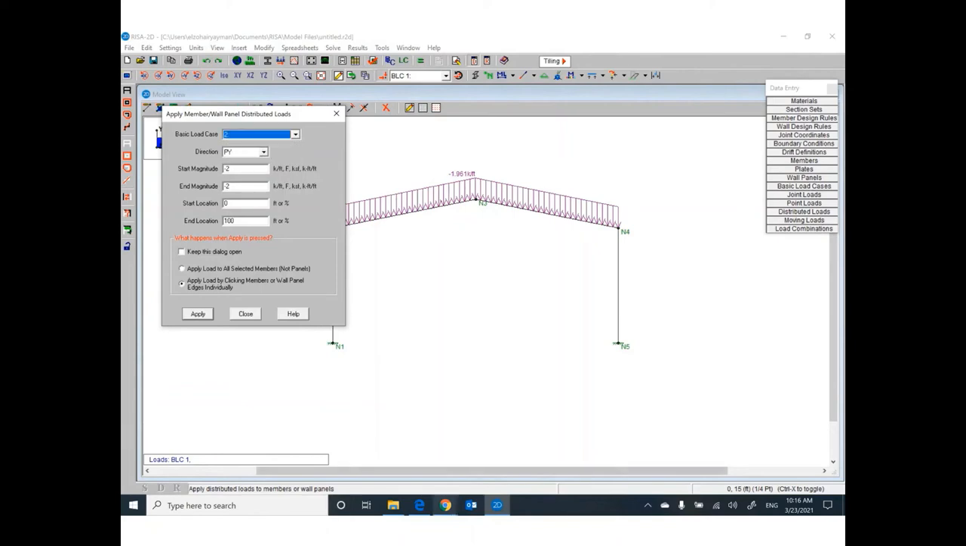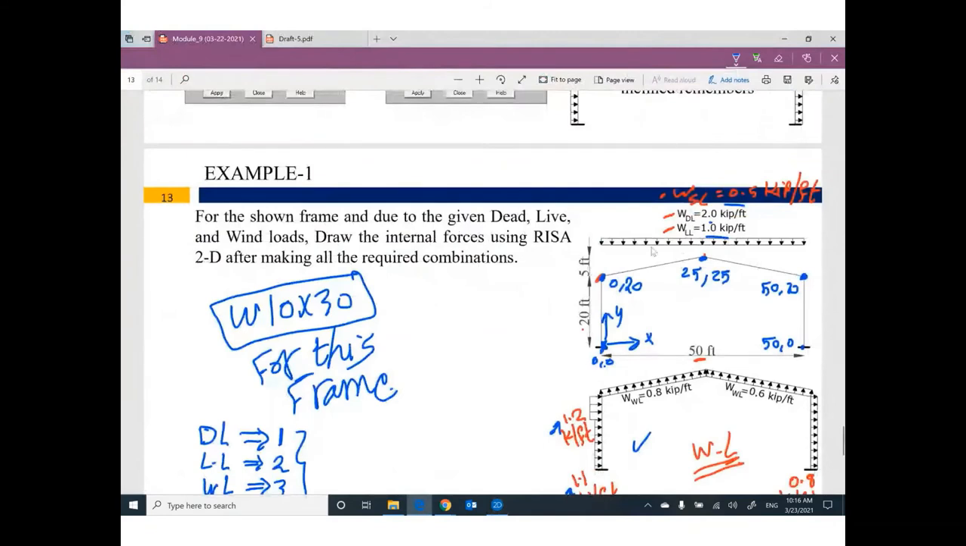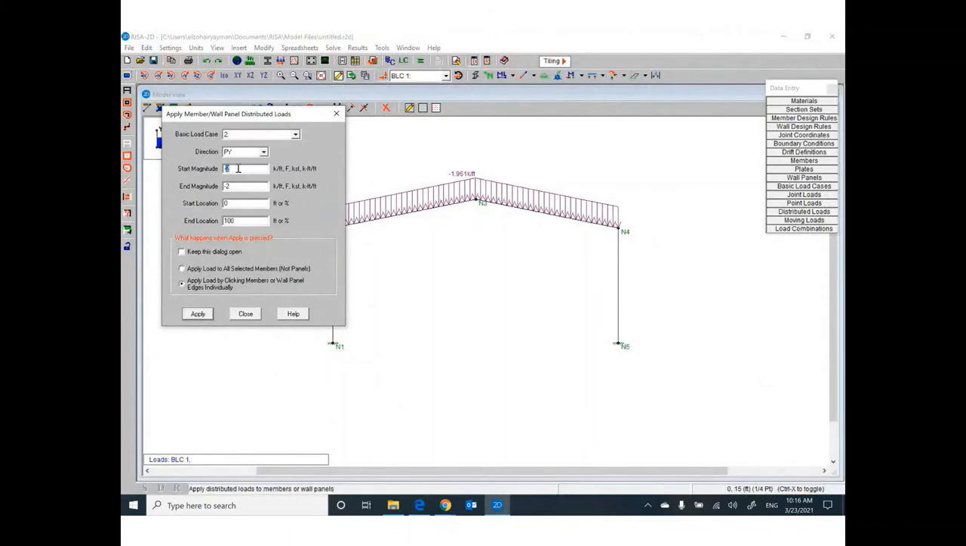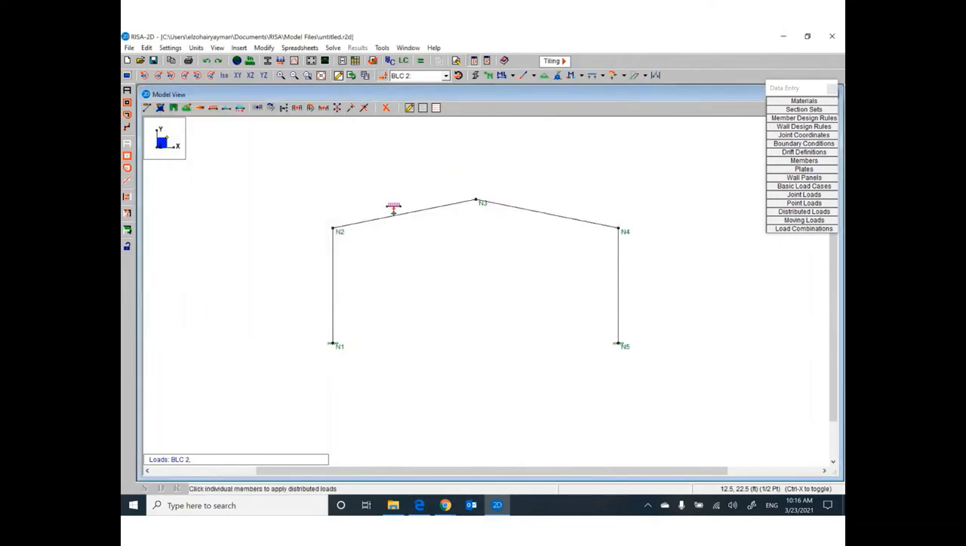Projection Y, the value of live load, 1 kip per foot. So your value will be negative 1 and negative 1. The end location at 100%. Apply this one, this one. Believe me, these values are horizontal projection. Horizontal projection value should be 1. But it's saying negative 0.98 because RISA converted it from horizontal projection to inclined projection. Looks like this.